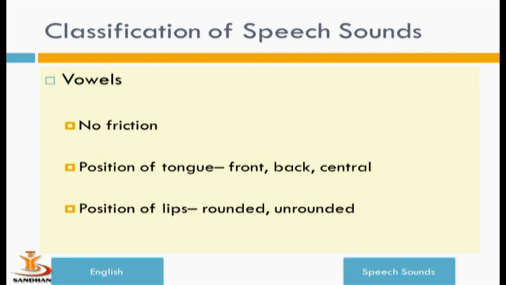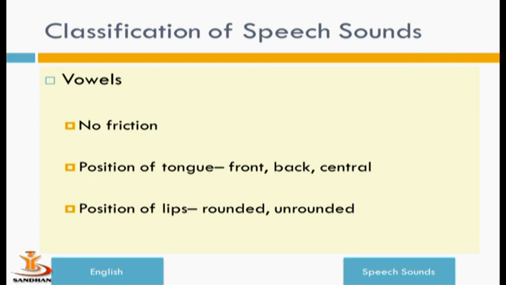And that is why, when in music there is alap, you will notice that it is the vowel sound that the singer will use. Because there is no friction, it can go on and on, as long as you can hold your breath. But when you use any other consonant sound, there will always be friction.